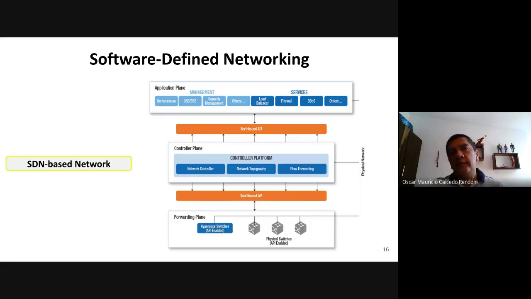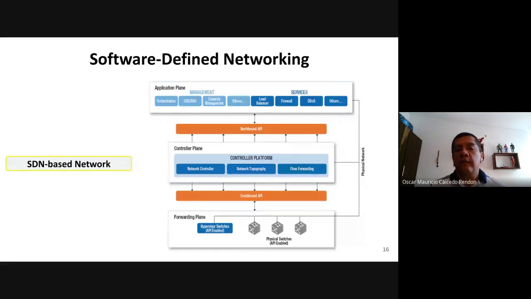In this figure, we can see the SDN architecture. This is the classical architecture defined by the ONF, the organization that defines the different standards related to SDN. In this case, we have a forwarding plane. The forwarding plane in SDN moves the data packets on the physical network layer to their destination. In SDN, the forwarding plane is only in charge of moving packets, because the intelligence of the network is moved to the control plane.